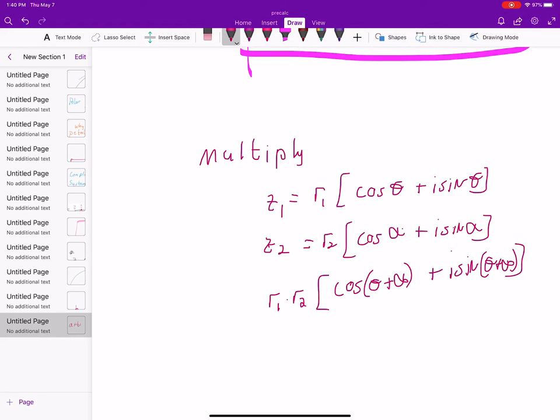If you divide them, you're going to subtract. If you raise them to a power, you multiply. That's what De Moivre's theorem says. So I'm not exactly sure what you mean about the theta part.